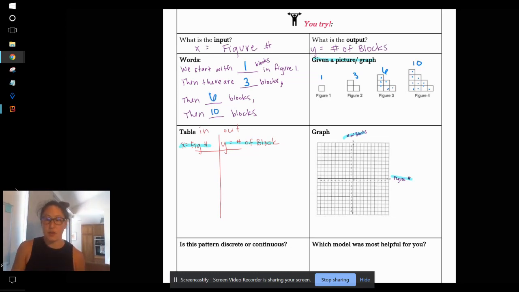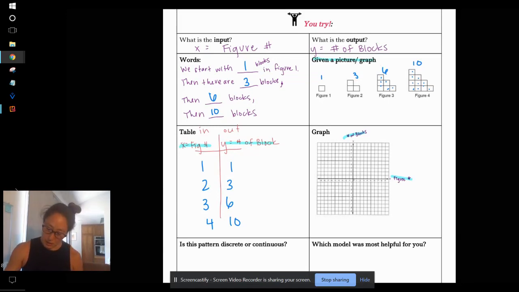So I'm going to go ahead and fill those into the table, just to remember a different way to represent the information. Figure 1 has 1 block. Figure 2 has 3. Figure 3 has 6 blocks, and figure 4 has 10 blocks. Is the pattern growing the same way as our first example? No, it's a little bit different this time, and you'll explore some more of that in the next video.